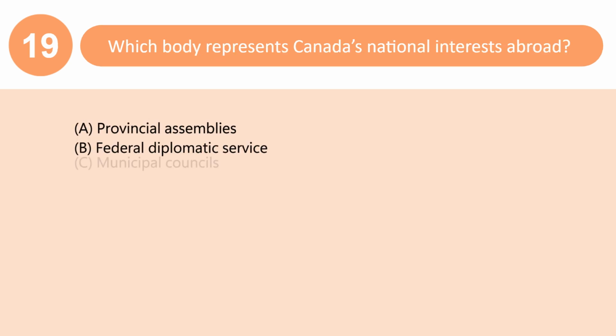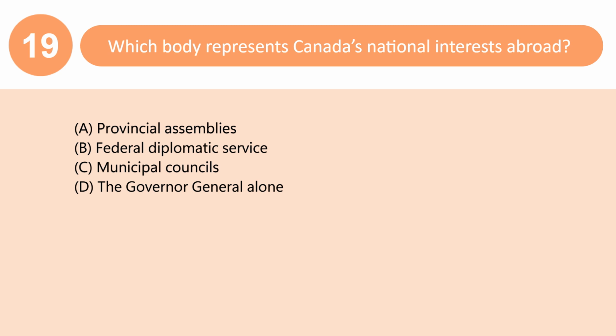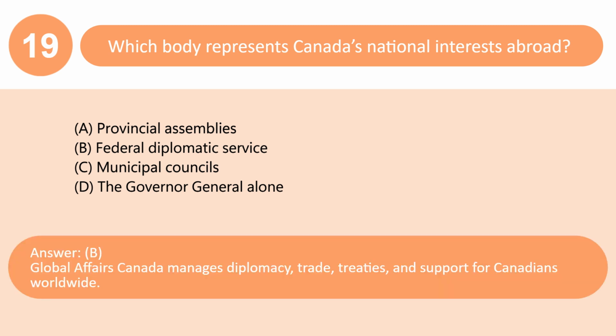Which body represents Canada's national interests abroad? A. Provincial assemblies. B. Federal Diplomatic Service. C. Municipal councils. D. The Governor-General alone. Answer, B. Global Affairs Canada manages diplomacy, trade, treaties, and support for Canadians worldwide.